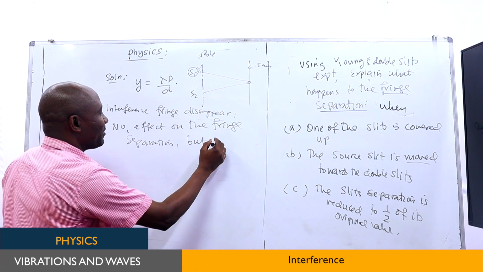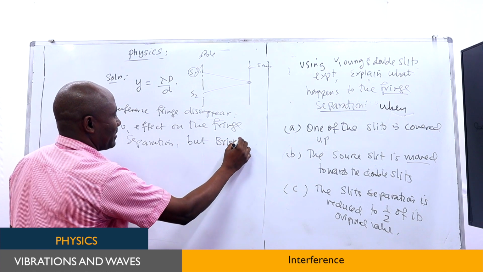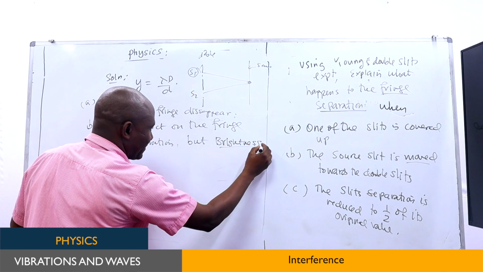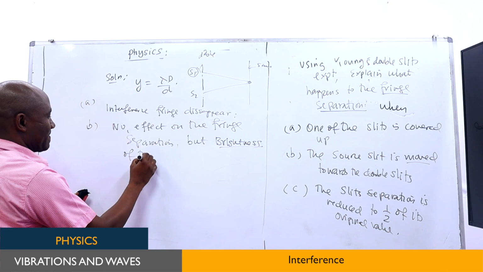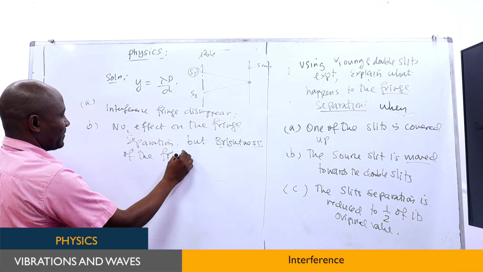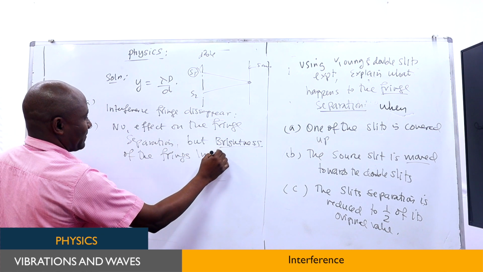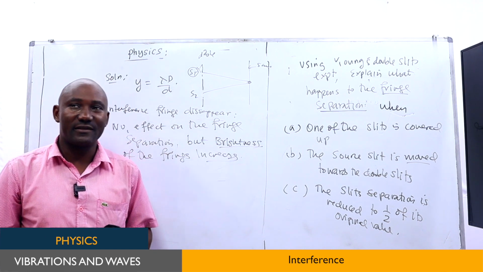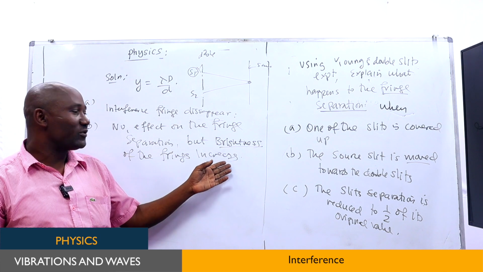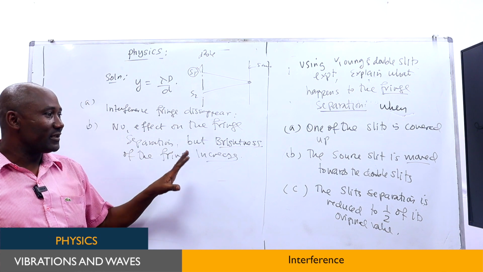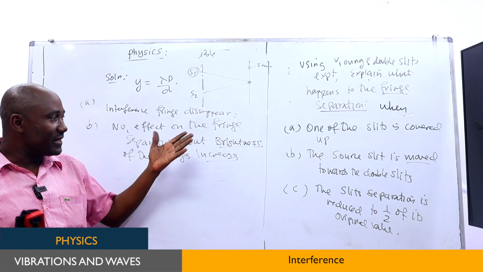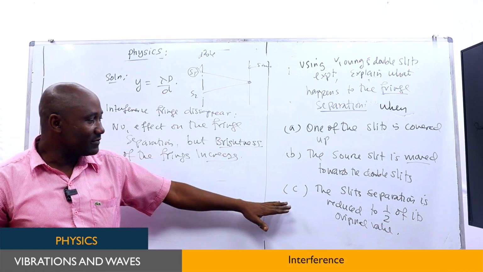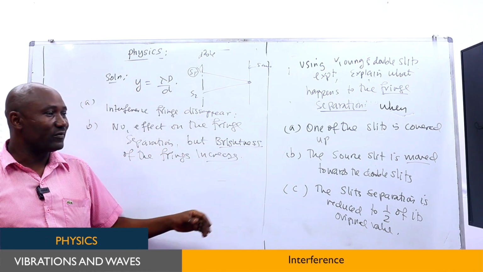But the brightness of the fringes increases. What do you mean by that? If it's dark, it will be dark. If it's bright, it will be bright. So you can finish up part C as a part of an assignment.